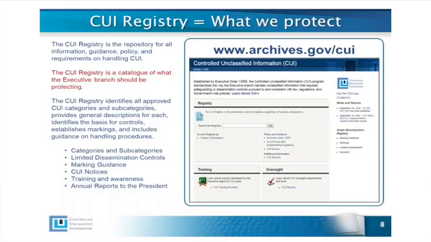The CUI registry is a resource to federal agencies and to non-federal entities supporting the federal government and includes not only descriptions of these laws, regulations, and government-wide policies and the categories of information, but also training modules that speak to the various safeguarding measures that are required to ensure its protection.